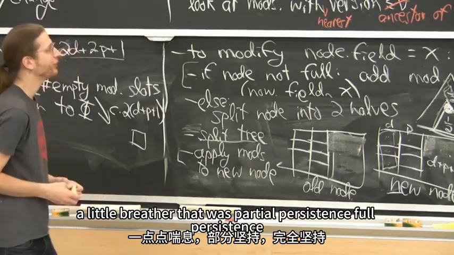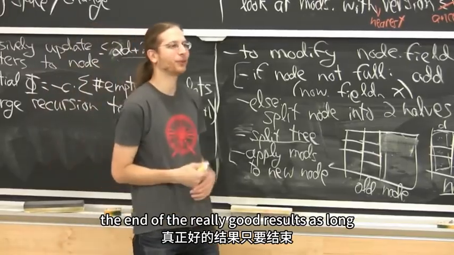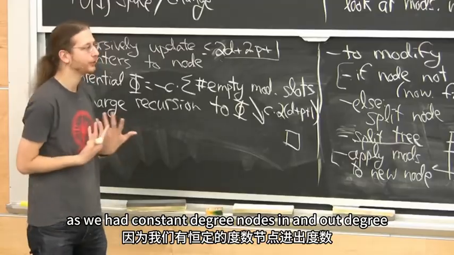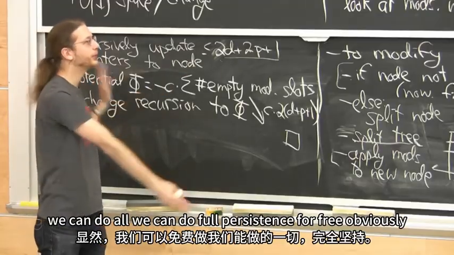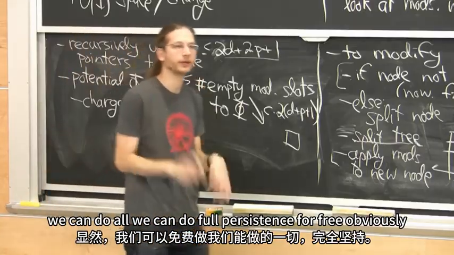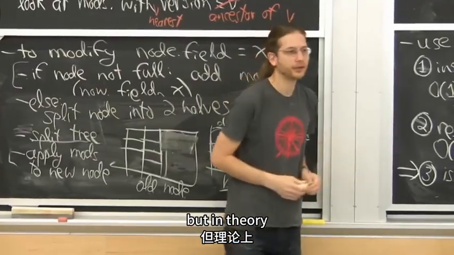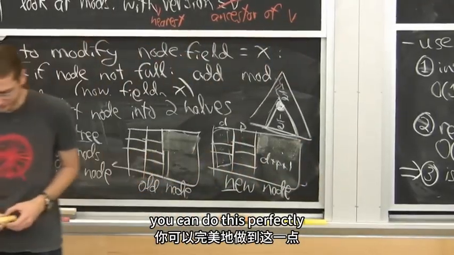That was partial persistence, full persistence. This is unfortunately the end of the really good results. As long as we had constant degree nodes, in and out degree, we can do full persistence for free. Obviously, there are practical constants involved here, but in theory, you can do this perfectly.